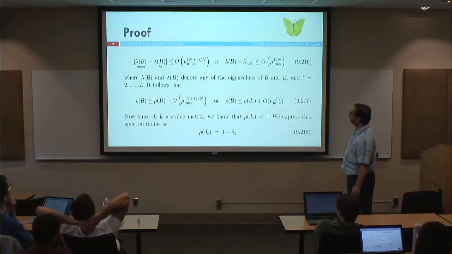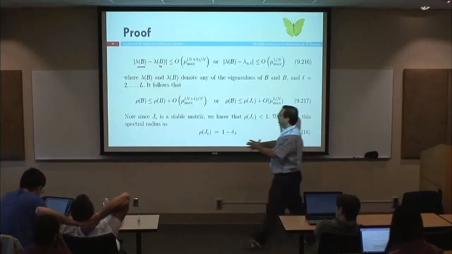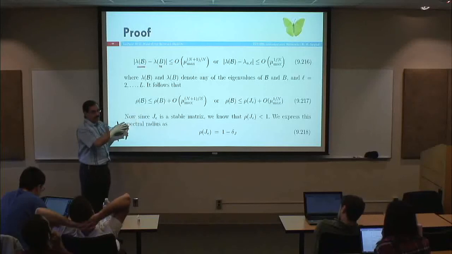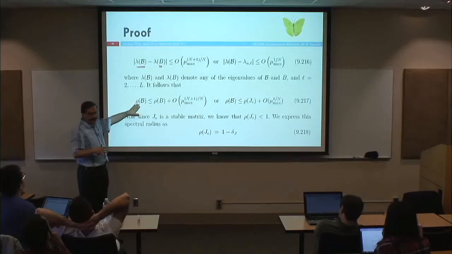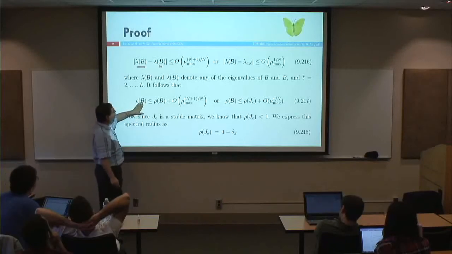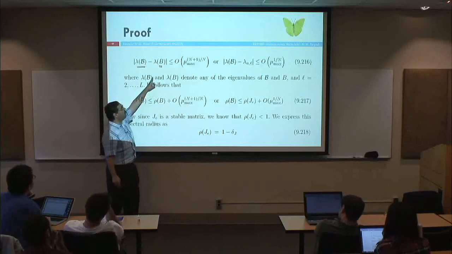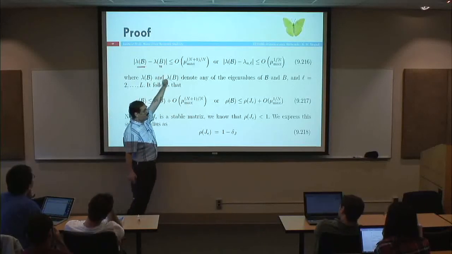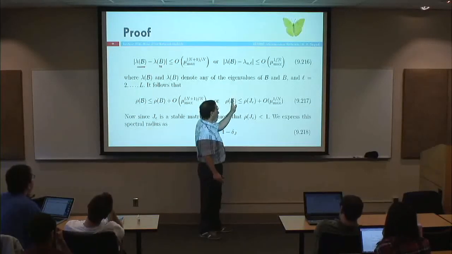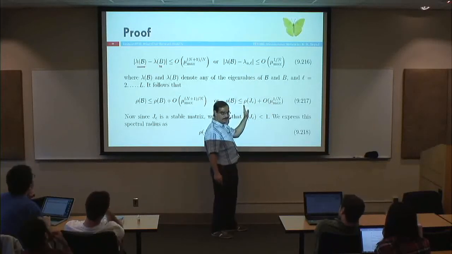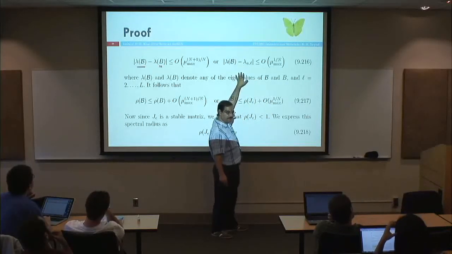Okay? This also means, if in particular you take the eigenvalue that corresponds to the largest magnitude eigenvalue, so that you get the spectral radius, that the spectral radius of B is this much away from the spectral radius of this B. Okay, and the spectral radius of B is this much away from the largest of these guys, which is the spectral radius of J. So you can get this from that, okay?